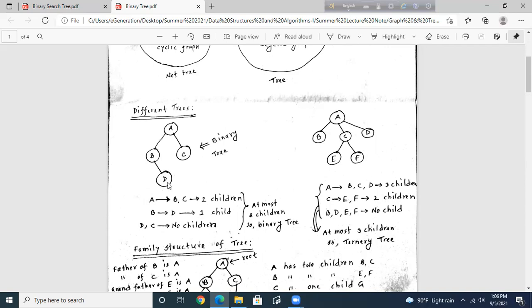Why is this a binary tree? Because A has two children. Here I have written, A has B and C, two children. B has only one child, that is D. So one child. C and D have no children.